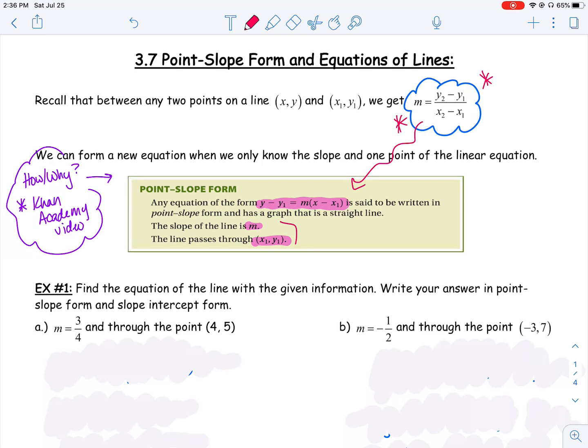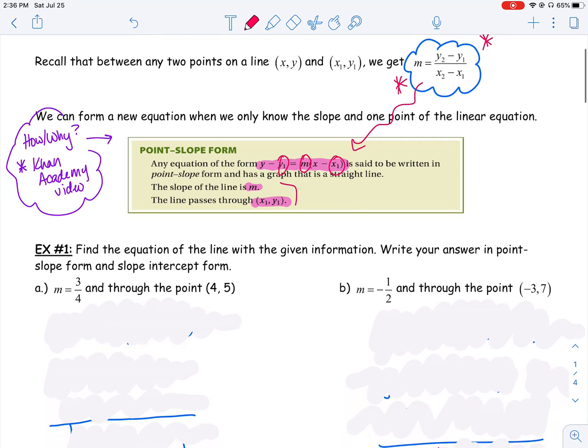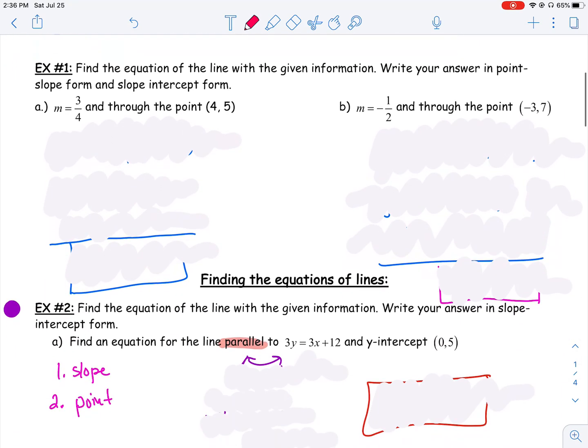As long as I have a slope and a point, I can plug my information into this point slope formula. I can plug the slope in here and the x and the y value from the point here, and I can find the equation of any line. Let's do a few examples. Let me show you. In example number 1, it says to find the equation of a line given the information. Write your answer in point slope form and then in slope intercept form.